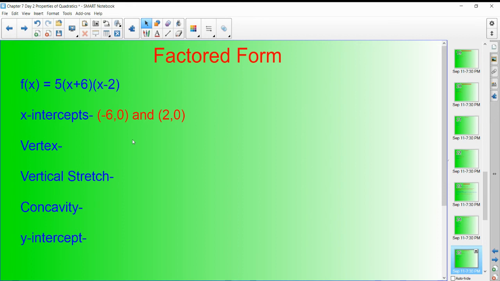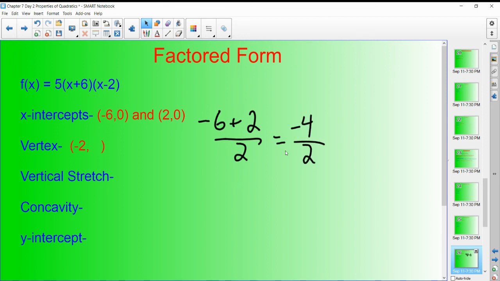Now here's where I said it's going to get a little challenging, but we're going to do this. The vertex. I need to first find what's in the middle of -6 and 2. So what I can do is add them up and divide by 2. So I'll get -4 divided by 2, which is -2. Now, once I know an x value, it's not too bad to find the y value. Put -2 in for both x's.